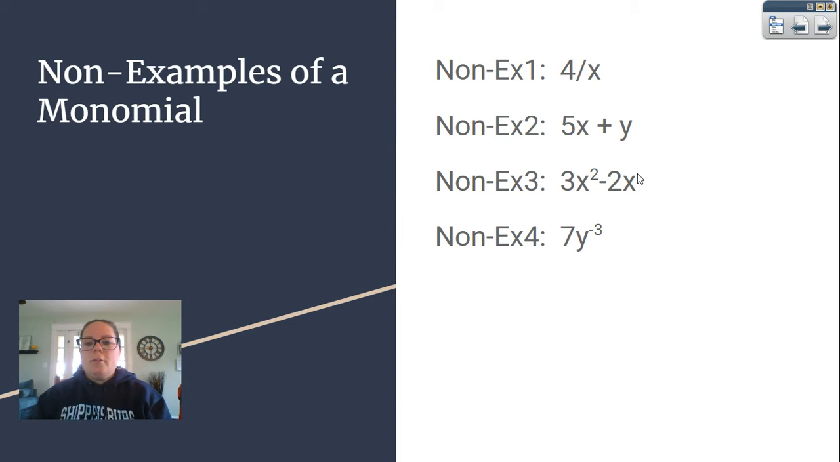Some non-examples. So here are 4 things that would not be monomials. Example 1 is not a monomial because it has division with a variable in the bottom, and that is not okay. Non-example 2 is the 5x is separated from the y with a plus sign, and the definition of monomial is only for product. So that means that we should have only multiplication, and because of that plus sign there, it's no good. Example 3, same kind of reason. We have a minus sign there. And then example 4 is actually a weird example. You can't have negative exponents with a variable, and we'll talk about that later on in this chapter. But just know that that is not a monomial when you have a negative exponent.